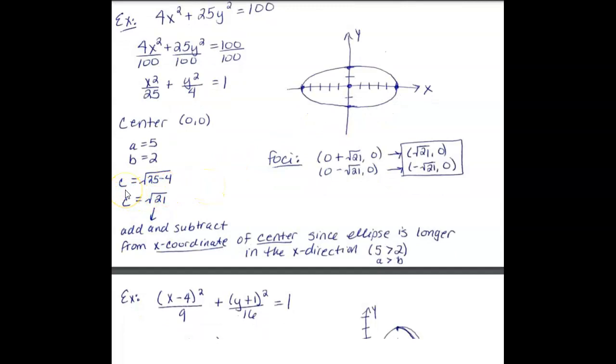Foci, c would be equal to the square root of, subtract the denominators starting with the bigger number, so the square root of 25 minus 4, which is the square root of 21. This time, since A is larger than B, in other words, it's longer horizontally, we're going to add and subtract from the x coordinate of the center to find the foci. So my center was 0, 0. I add square root of 21 and subtract square root of 21 to the x, giving me square root of 21, 0, and negative square root of 21, 0.